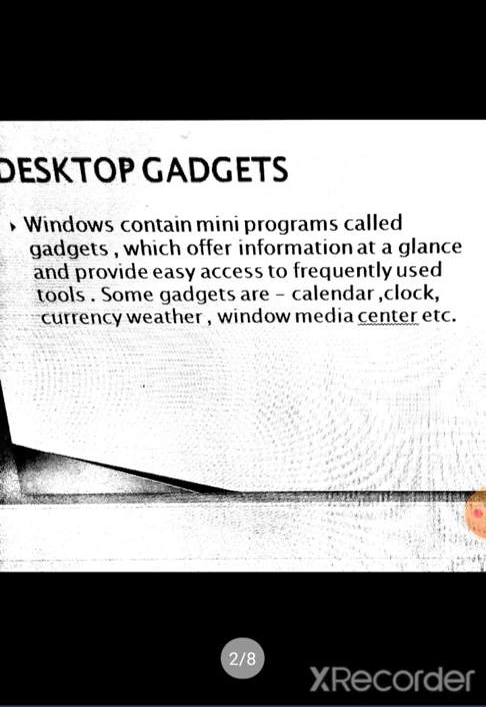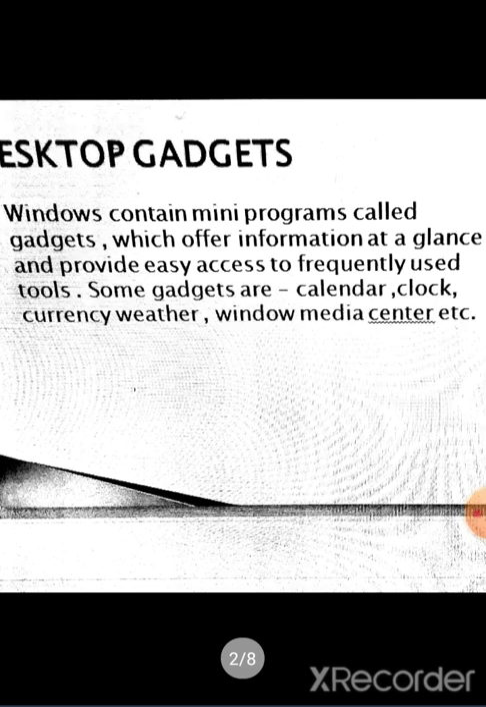Now, the second topic is desktop gadgets. Windows contains many programs called gadgets, which offer information at a glance and provide easy access to frequently used tools. Windows 7 gadgets are calendar, clock, CPU meter, currency, weather, Windows Media Center, etc. Gadgets means small programs, mini programs, which are used to provide easy access to frequently used tools.